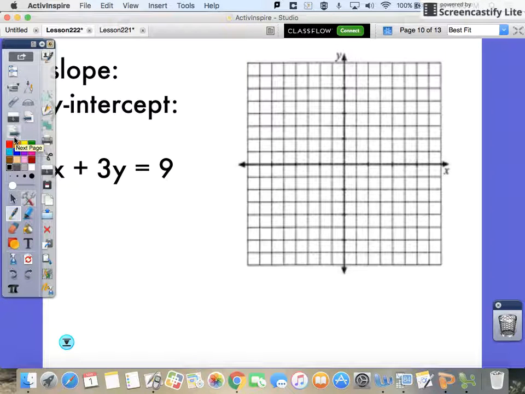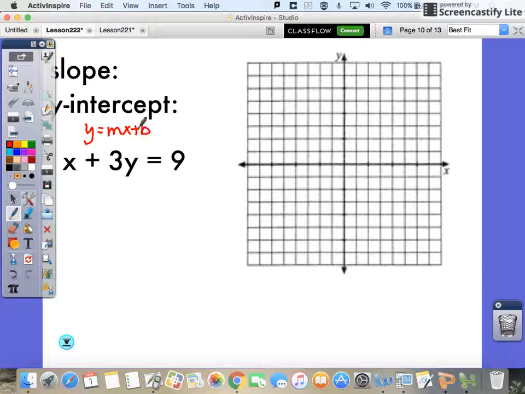So with this one, what we have is an equation that says x plus 3y equals 9. Problem here is that we can't figure out the slope or the y-intercept because it doesn't look like y equals mx plus b. So we need to manipulate a little bit. I follow the same two steps in the process. First I will move the extra, which is typically the x, and then second I will divide if necessary.